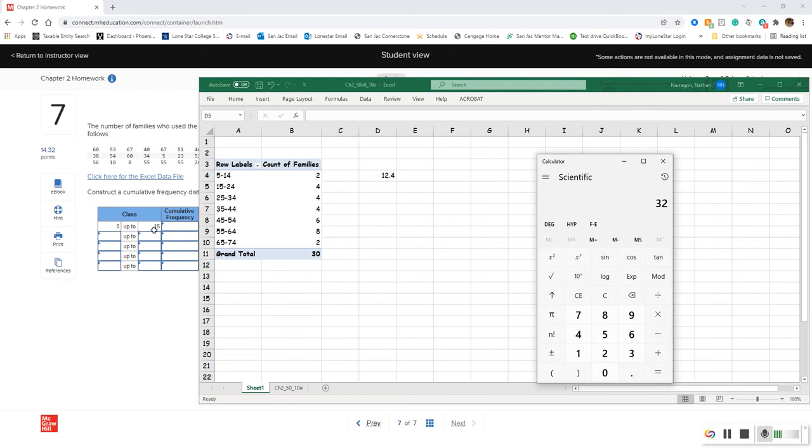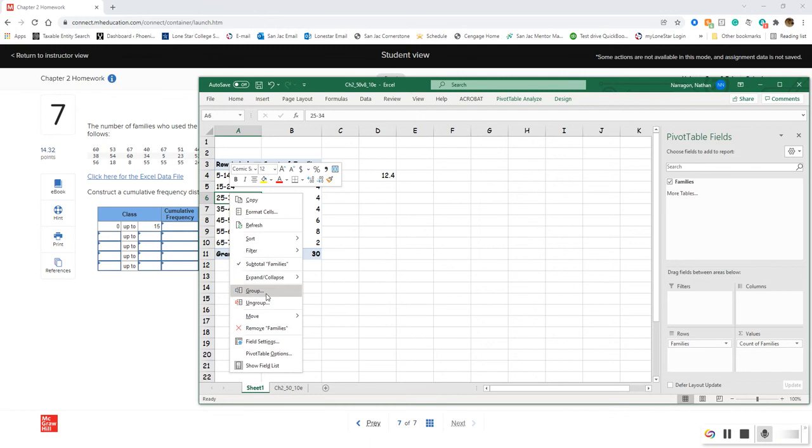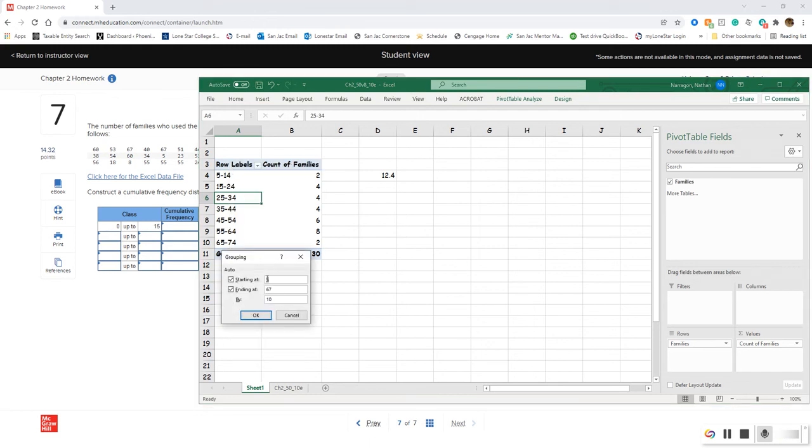Also, look at the problem. It actually has the interval already set up at 15. I just like going through the math. So we already have our lowest, and we know our interval has to be 15.